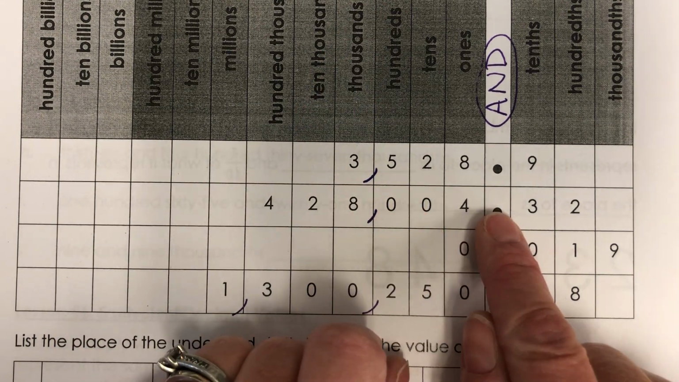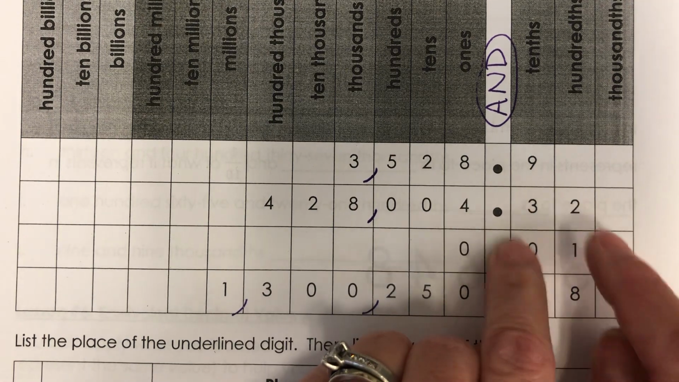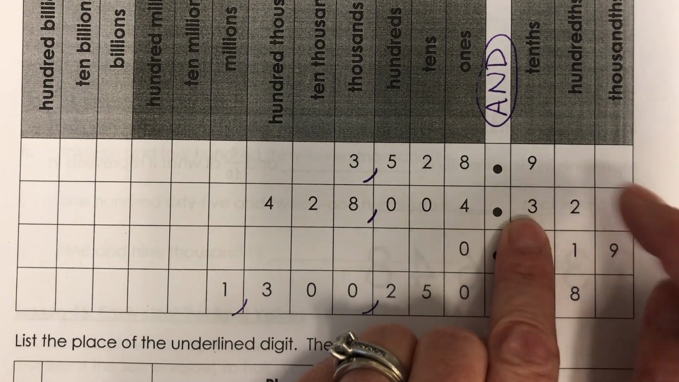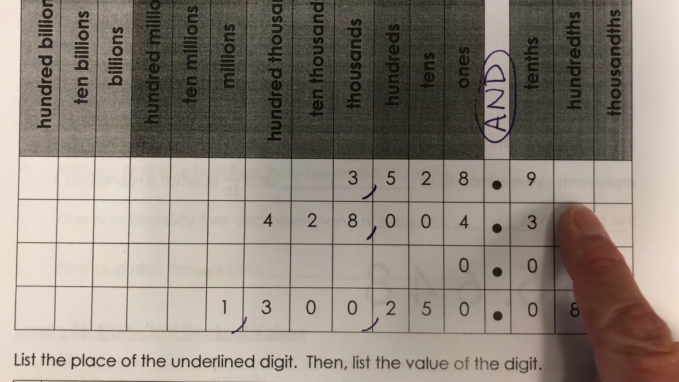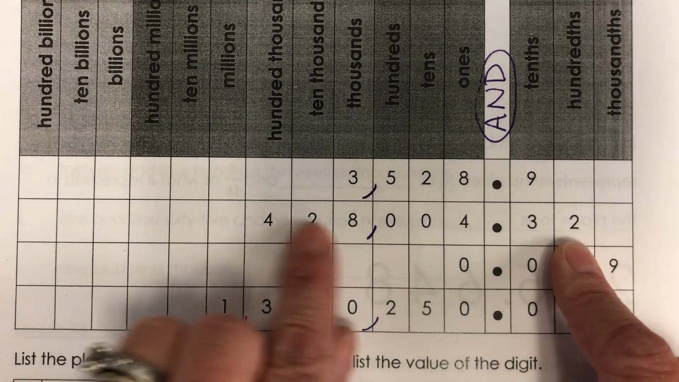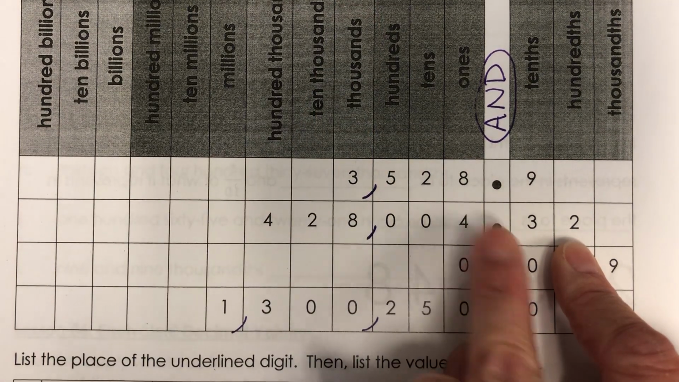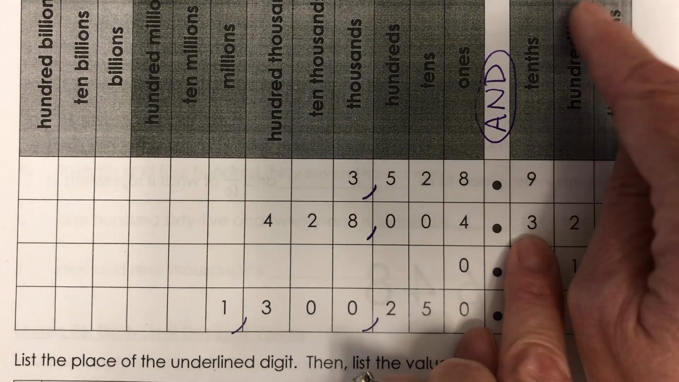This next one, first chunk, 428,004, and this number is 32. But 32 what? I'm going to follow that last digit up. 32 hundredths. So 428,004 and 32 hundredths.